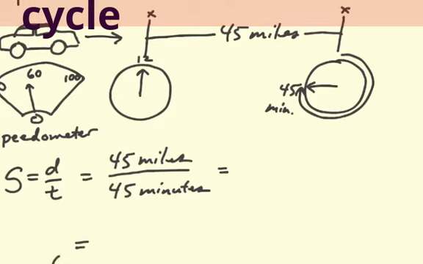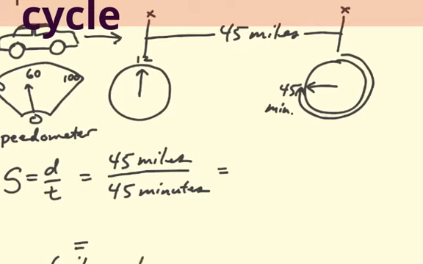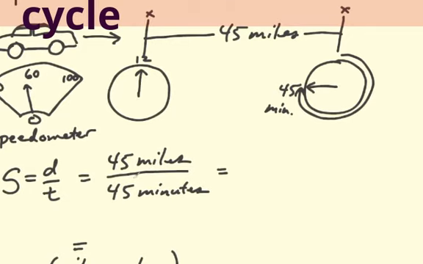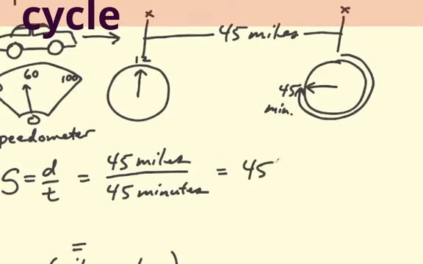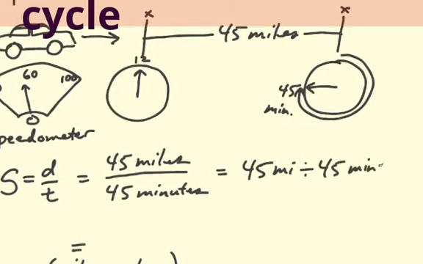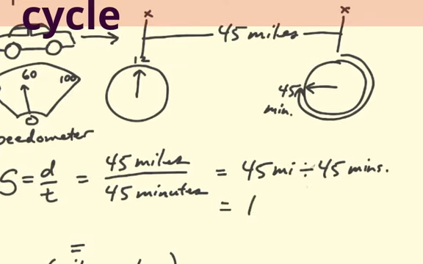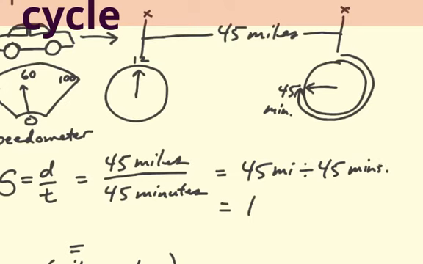We'll go ahead and talk about miles per hour in a moment, but we'll just start with miles per minute for now. Well, we know that this fraction bar is just a division problem. So it really is saying 45 miles divided by 45 minutes. And 45 goes into 45 one time, so 45 divided by 45 is 1. Miles divided by minutes is the same as miles per minute.